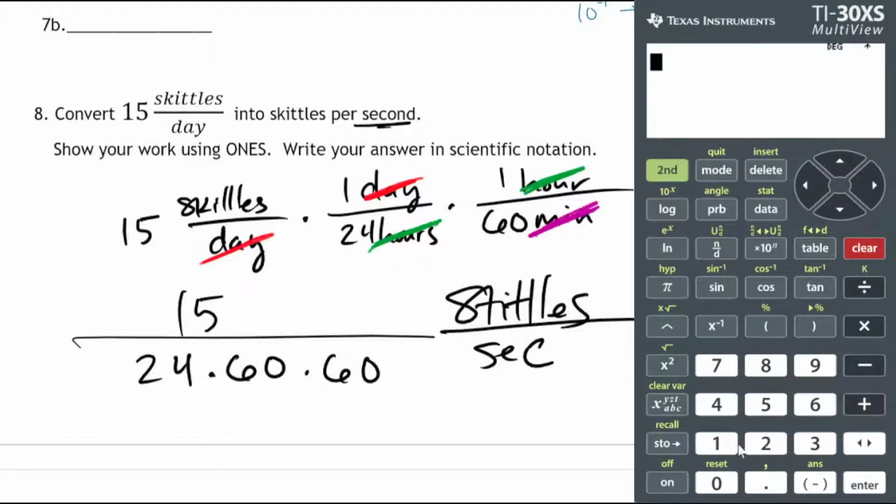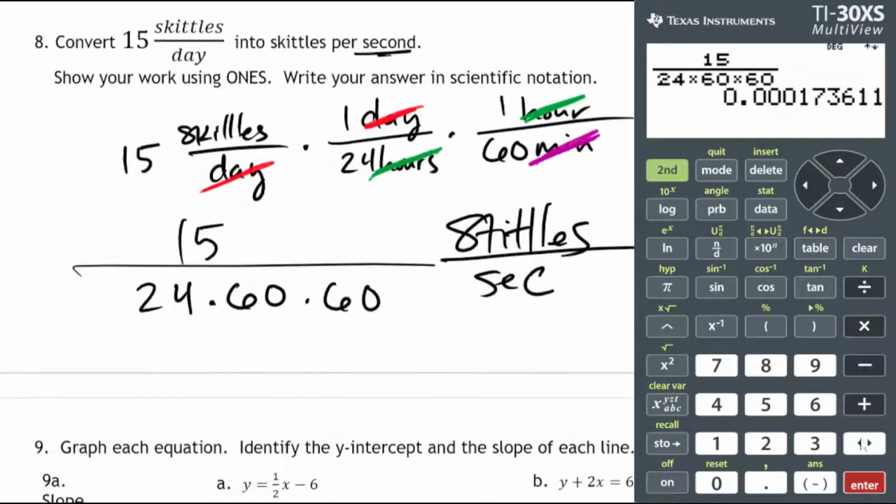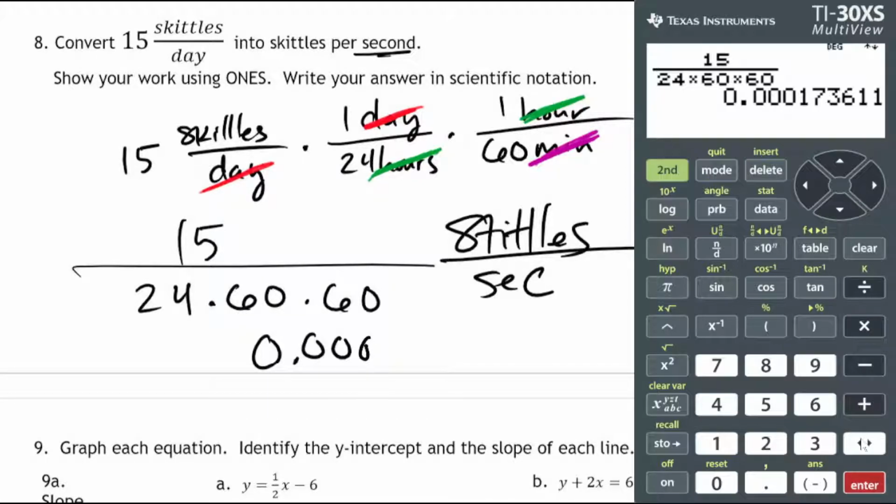So in the numerator, I had the number 15. Make a fraction with that. And in the denominator, there's a 24 times a 60 times another 60. This will work out just fine without the parentheses because I can clearly see what's in the top and what's in the bottom. And it's a small number. Man, it's a small number. Oh, write your answer in scientific notation. That's fun. Okay, so the answer is what? 0.000173611. Geez, significant figures.